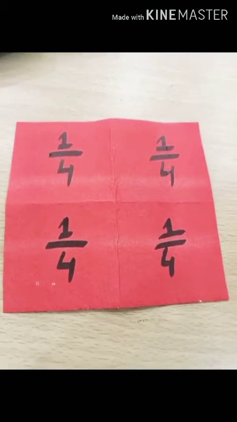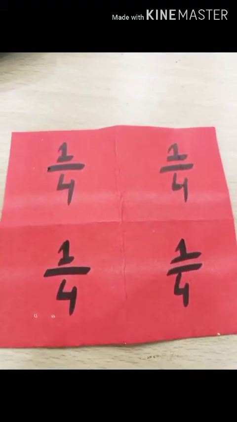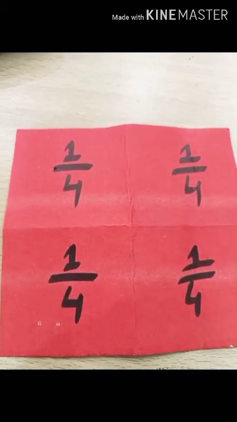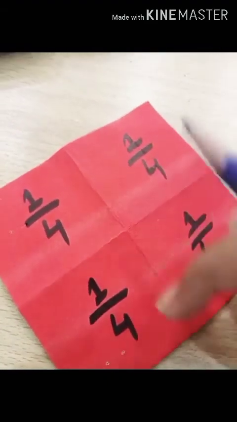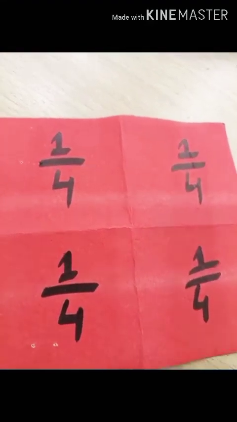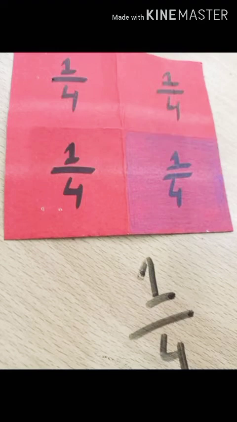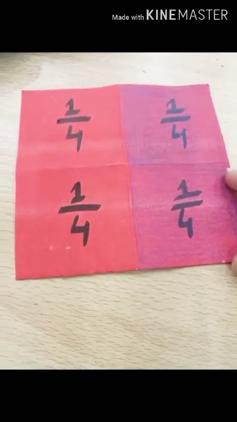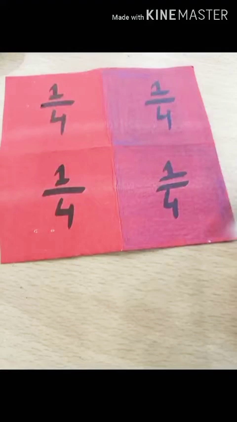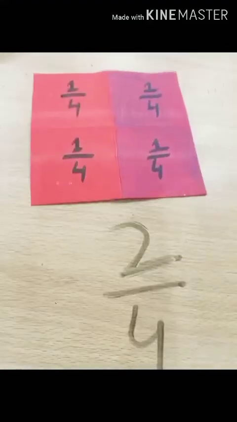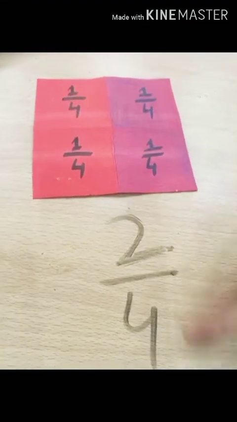Now students, if I want to color 1/4 or the quarter part of this shape, then I will color any one part of this shape. For example, here I am coloring this part. I have colored 1/4 part of this. You see that I have colored the 2 parts of this shape, which means that I have colored the 2 quarters of this shape. Okay students. So students, I have colored the 2 quarters of this shape.